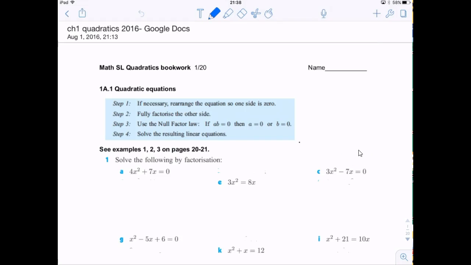Welcome to IB Math SL. We are going to start the quadratics bookwork. This is the first page. On the first page, we're just going to review something that you learned a long time ago.